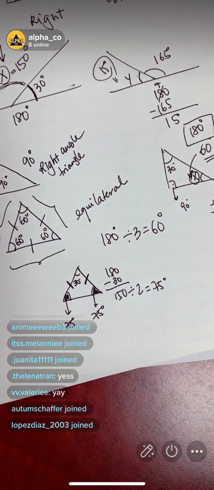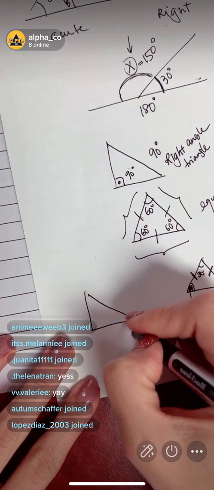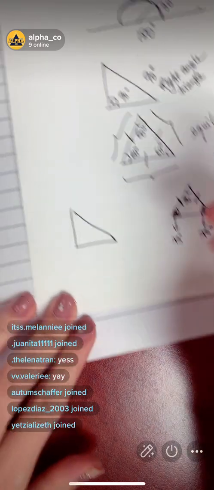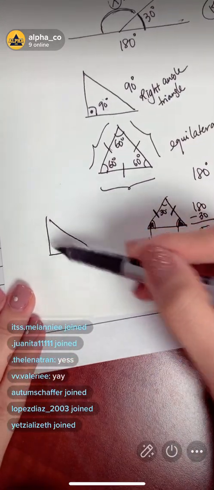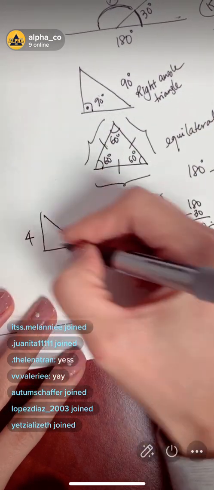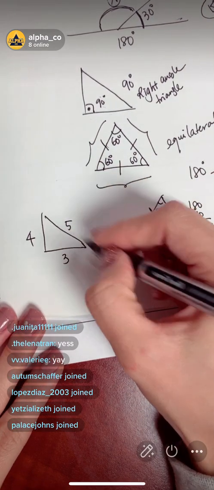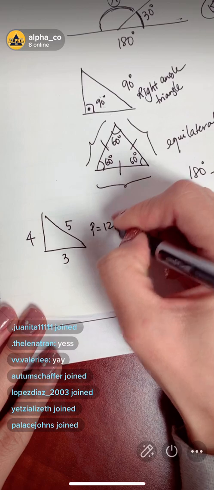Okay, so now that you guys know these triangles, let's go with the perimeter and the area. Usually they're gonna give you a right triangle to find the area or the perimeter. Perimeter, as you guys know, is you just have to add all the sides. So if you have 4, 3, and 5, let's add this all. 5 plus 4 is 9, 9 plus 3 is 12. So the perimeter is 12.